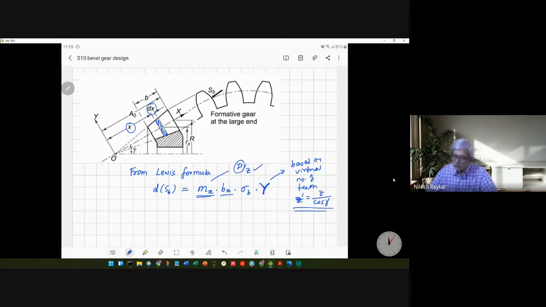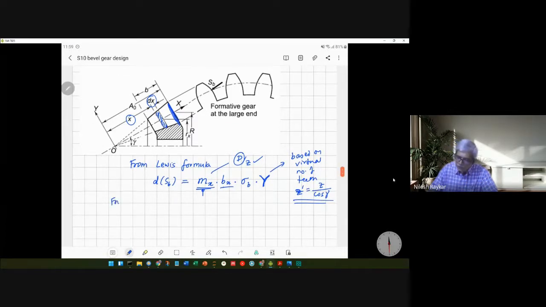Now we have to determine what is the value of Mx in terms of X. So we know the module at the large end. We want to express this Mx in terms of the module which is defined at the large end. By convention, the module is always defined at the large end. So we have to determine for intermediate slices what is the module in terms of that particular value.